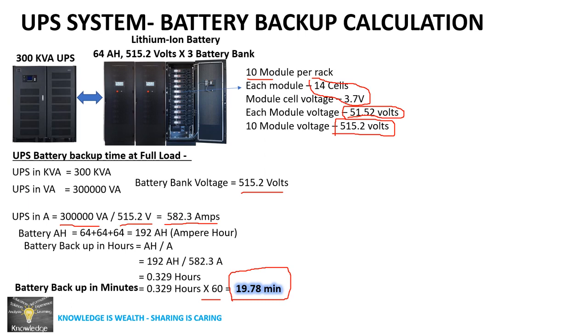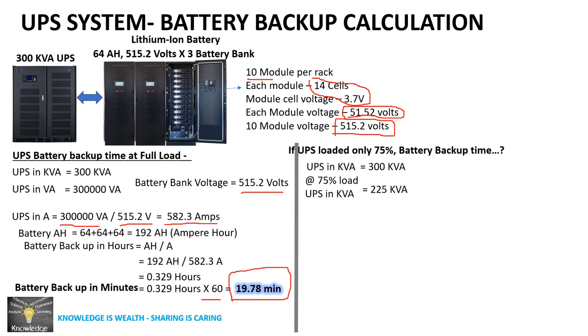Let's calculate for partial load as well. Let's consider it is loaded 75%. What will the battery backup be? The UPS is 300 kVA at 75% load. 75% of 300 kVA is 225 kVA. We know the battery voltage is 515.2 volts. To calculate the UPS current in amperes, 225 kVA into 1000, that is 225,000 VA divided by 515.2 volts, that is 436.72 amperes.